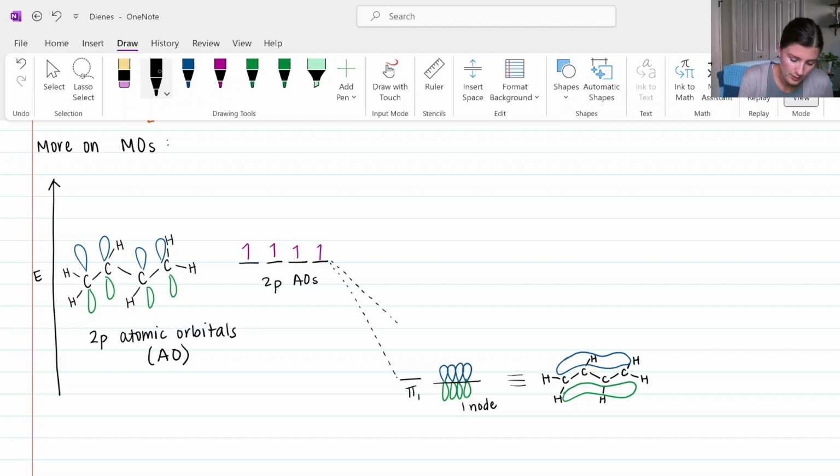So I'll just draw those along the energy scale now. So we have pi 1. Pi 2 will be slightly higher energy than pi 1, but still lower energy than the atomic orbitals. Pi 3 is now an antibonding orbital. And pi 4 is the highest energy antibonding orbital.